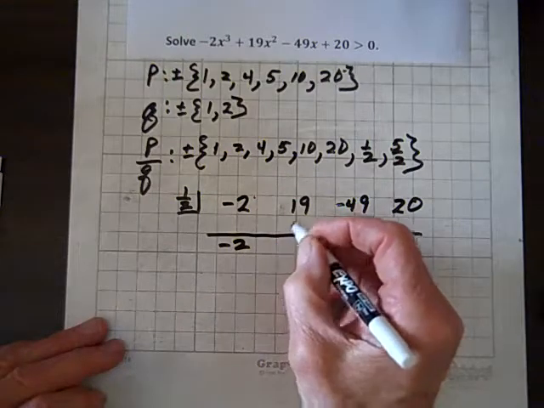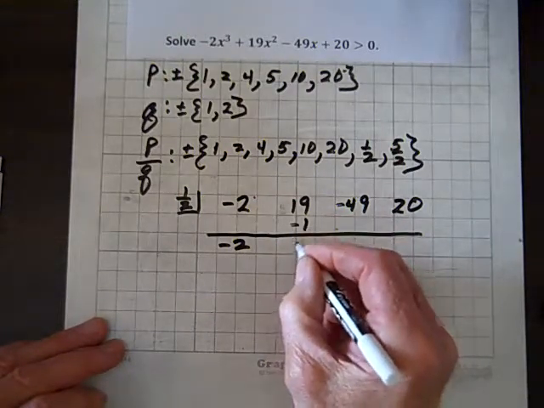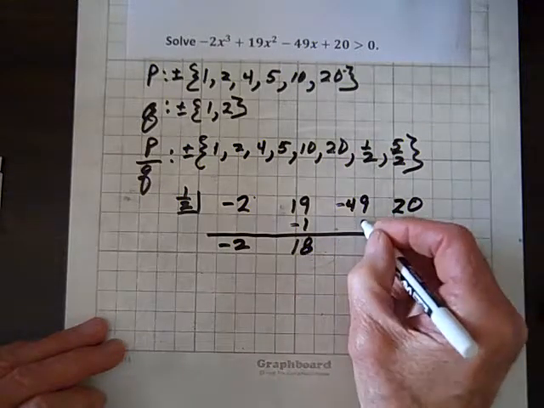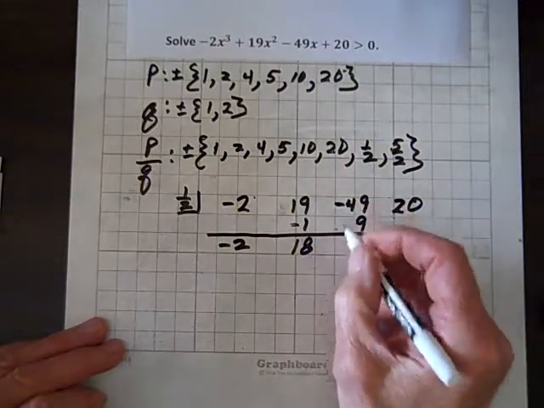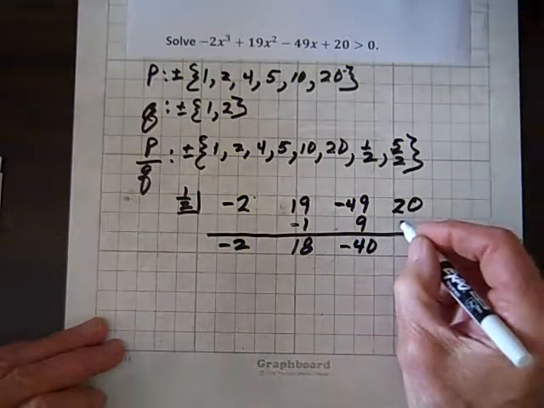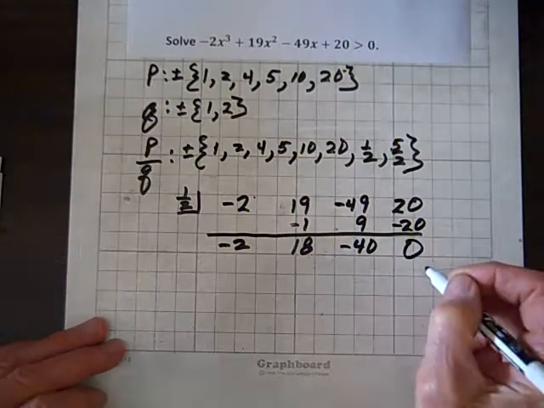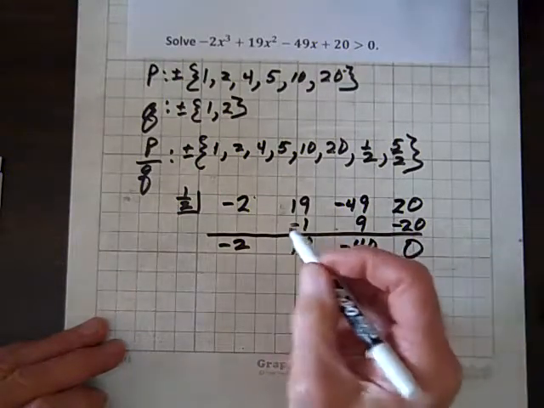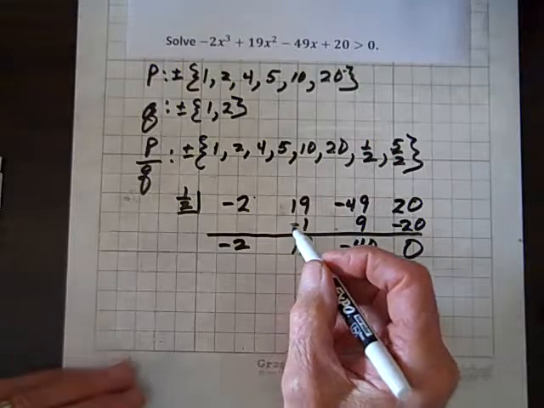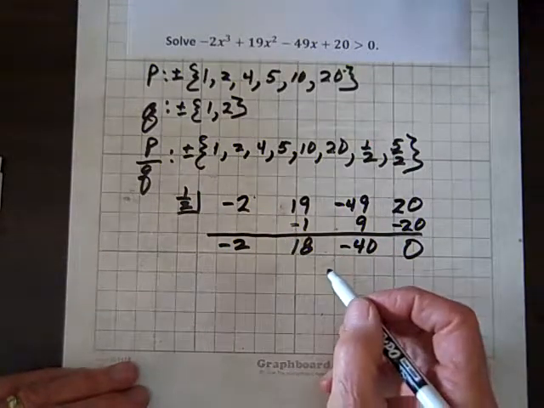So 1/2 of -2 is -1. Add them up. We get 18. Half of 18 is 9. Add them up. We get -40. And half of -40 is -20. And what's the remainder? 0. Hey, that means that 1/2 is a 0 of this thing.